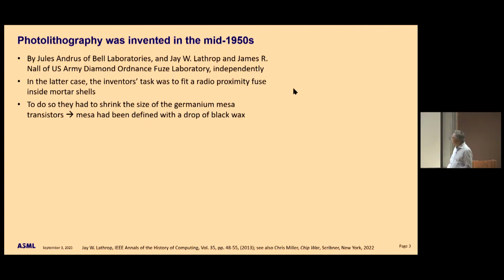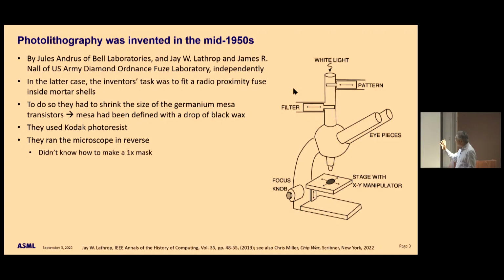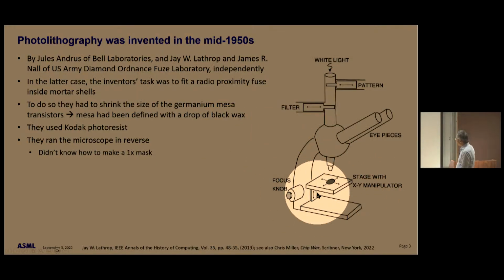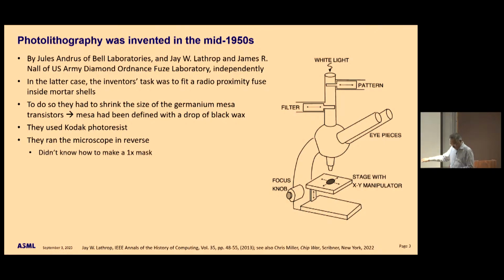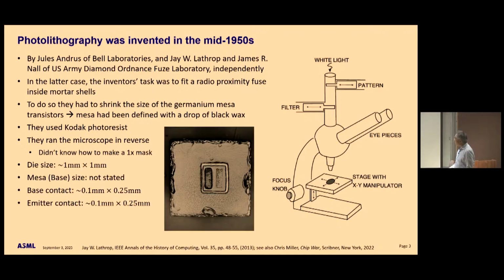Well, these two guys, Jay Lathrop and James Nall, from the laboratory, they found out that Kodak had a photoresist, and they thought of using a microscope, but operating in reverse. Okay, so this is a microscope, and this is where the transistor or a piece of germanium is, and they put the photomask here, where you would have the Polaroid camera, right? And you shine white light from the top. Now, what is this filter? Well, before the exposure, when you're aligning to the previous layer, you slide the red filter in there so that the photoresist is not exposed. Once you do the alignment, you take out the red filter, and then the exposure happens, right? You expose this, and then you get the transistor. And the transistor looked like this.